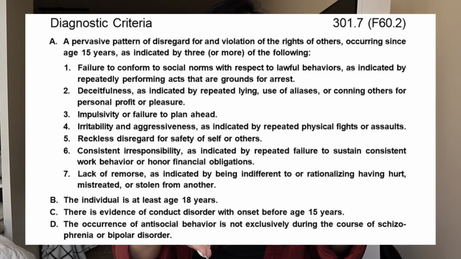Number 4, irritability and aggressiveness, as indicated by repeated physical fights or assaults. Number 5, reckless disregard for safety of self or others. Number 6, consistent irresponsibility, as indicated by repeated failure to sustain consistent work behavior or honor financial obligations. Number 7, lack of remorse, as indicated by being indifferent to or rationalizing having hurt, mistreated, or stolen from another. So those are the symptoms, according to the DSM-5, of someone who could have antisocial personality disorder.